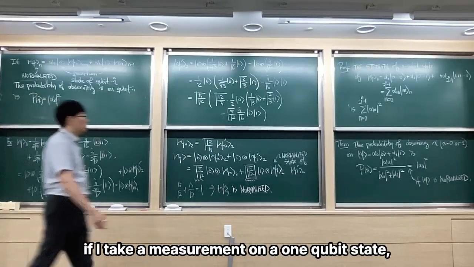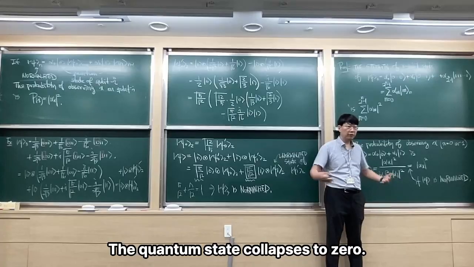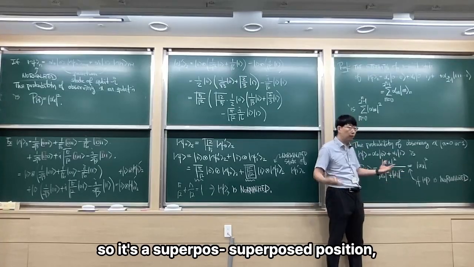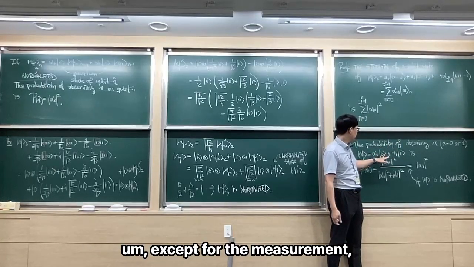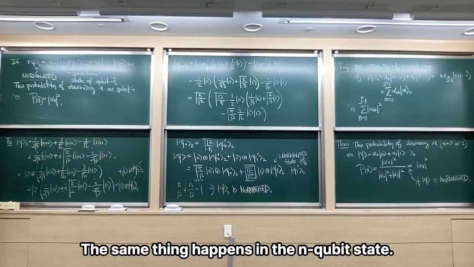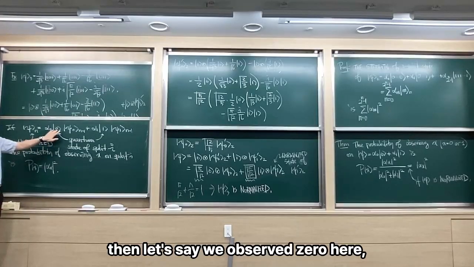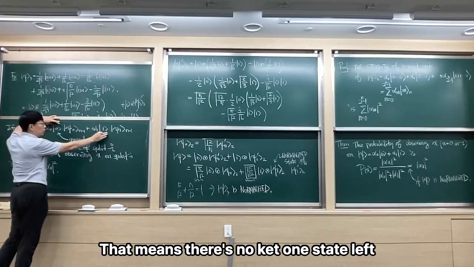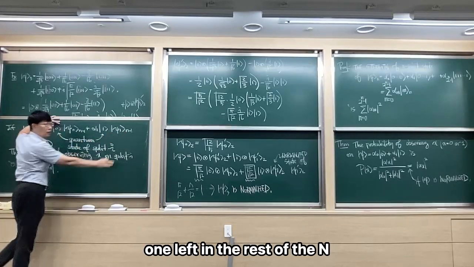So for example, if I take a measurement on the 1-qubit state, suppose that I observe 0, then everything collapses to 0. Before the measuring, it has ket 0 and ket 1 simultaneously. So it's a superposed state. But after measurement, except for the measured state, other states disappear. It's gone. The same thing happens in the n-qubit state. If you take a measurement on 1 qubit, let's say qubit I, and we observe 0 here, then the state of qubit I collapses to 0. That means there's no ket 1 state left in qubit I. Therefore, there is no quantum state psi 1 left in the rest of the n-1 qubits.